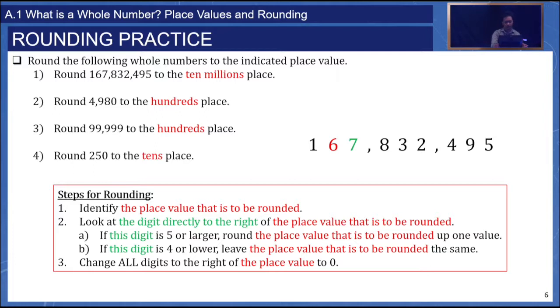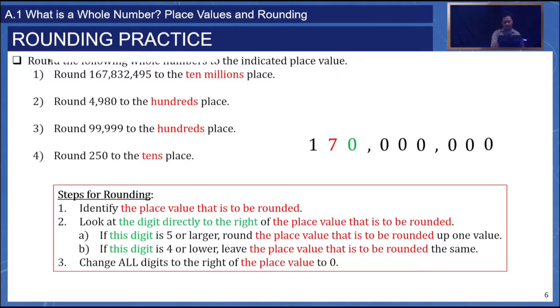So you would round the 6, not the 7, the 6 up one value. So 6 plus 1 gives you 7. So 6 becomes a 7, and everything else after that, all of the numbers, become a 0. So the answer would be 170 million.